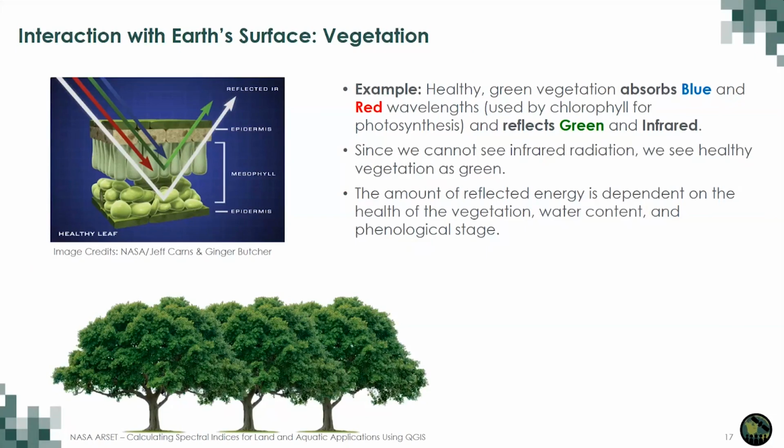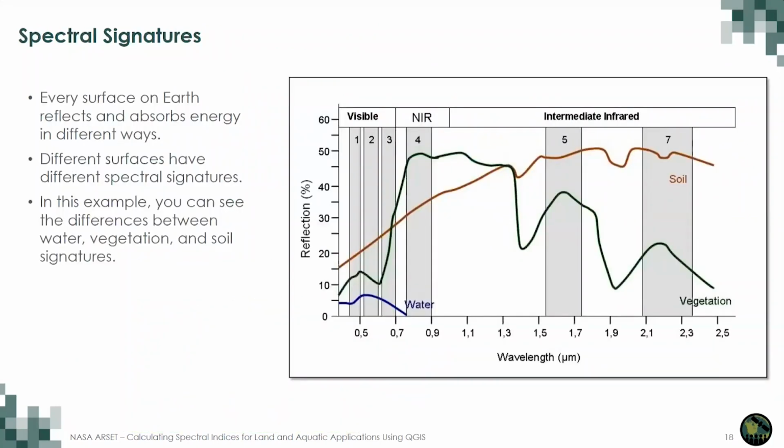We see vegetation as green because we only see the reflected energy in the visible wavelengths. We can see green, but we can't see infrared. Every surface on Earth reflects and absorbs energy in a different manner. For optical imagery, the sensors are capturing similar data that we can see with our eyes in the visible portion of the electromagnetic spectrum, and some portions we can't see in the infrared.